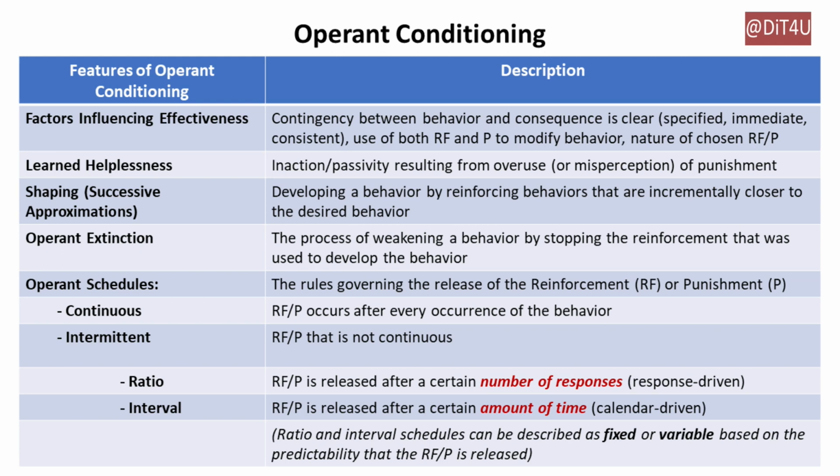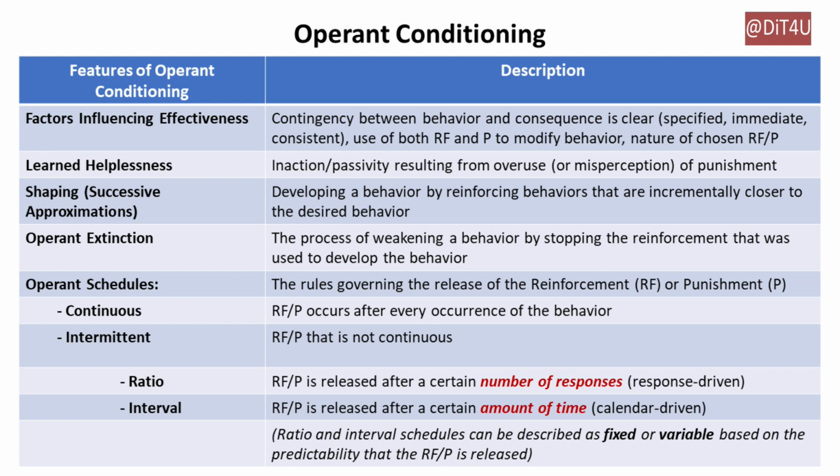Operant extinction, the process of weakening a behavior by stopping the reinforcement that was used to develop the behavior. So basically, if you just stop reinforcing whatever you are doing, positive or negative, taking away things or giving things, if you just stop that, the behavior also stops. Same as in classical extinction also. That is, if the association of the neutral with the unconditioned stimulus is stopped, it leads to extinction of the behavior.